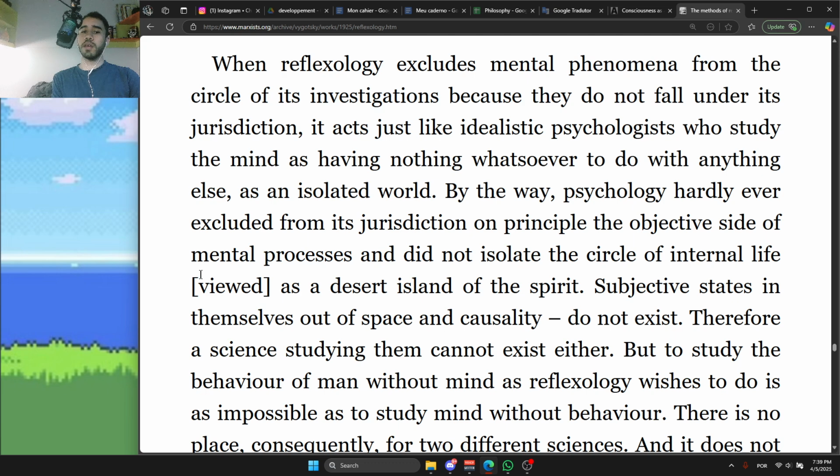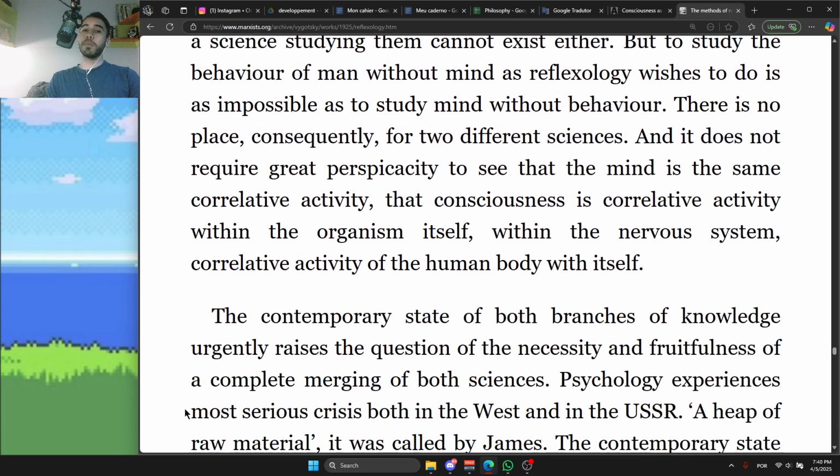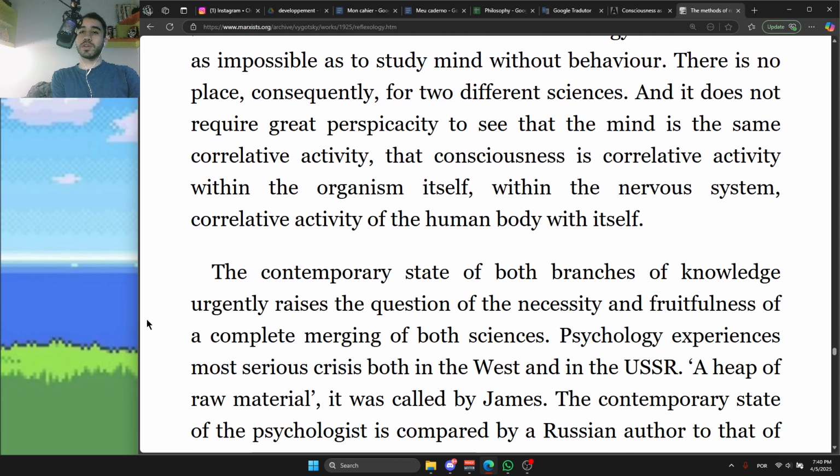But to study the behavior of men without mind, as reflexology wishes to do, is as impossible as to study mind without behavior. There is no place, consequently, for two different sciences, and it does not require great perspicacity to see that the mind is the same collective activity, that consciousness is collective activity within the organism itself, within the nervous system, collective activity of the human body with itself.